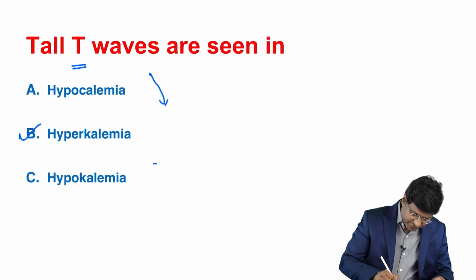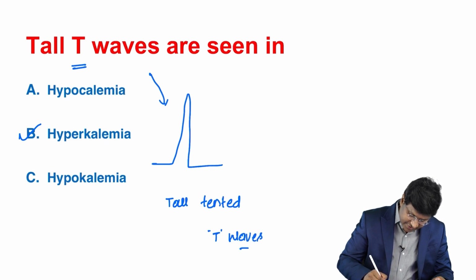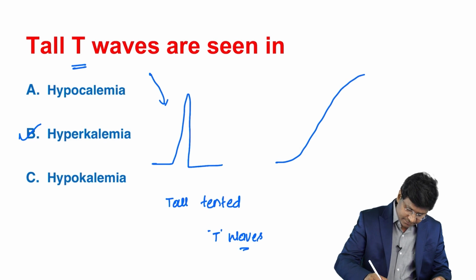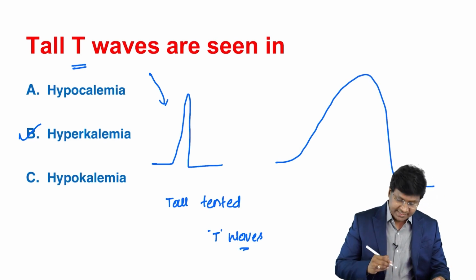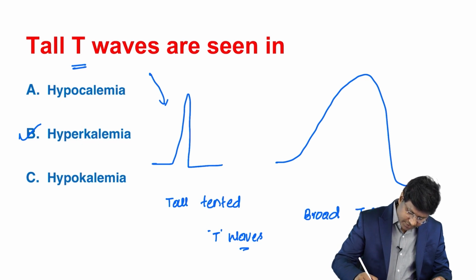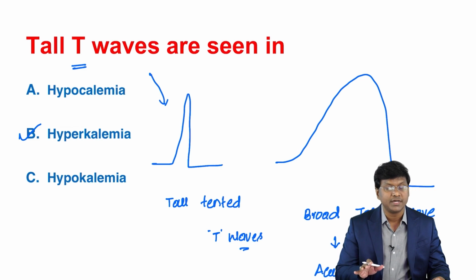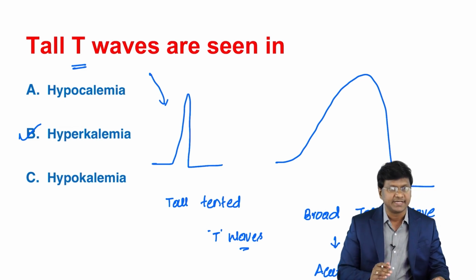You have two types of tall T waves: tall tented T waves, which are seen in patients with hyperkalemia, whereas if you see the T wave here, it is tall but it is broad. This broad, tall T wave is seen in patients with acute MI. So this is about your broad, tall T wave. Okay, so here the answer is hyperkalemia.